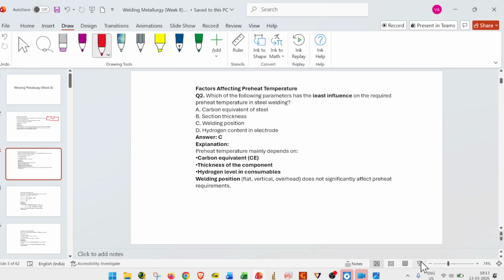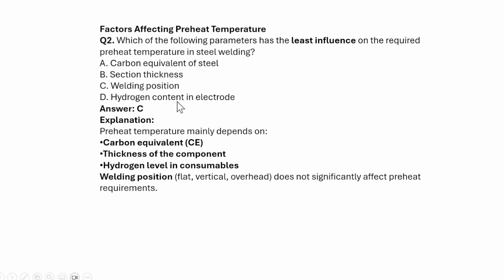So next is the hydrogen content in the electrode. That is also affected, because we don't want hydrogen content to be there. So the answer will be C. It will be the welding position.